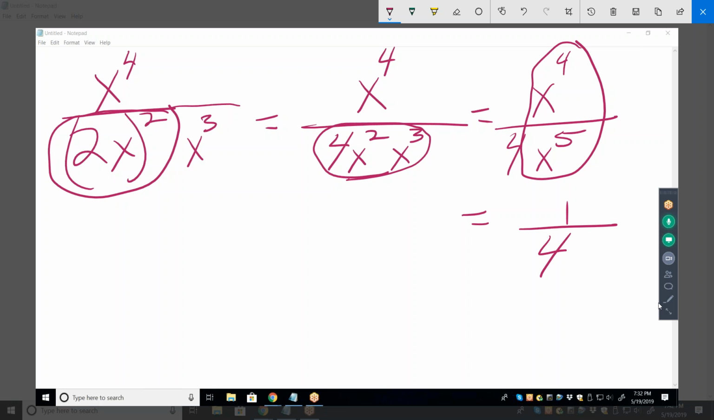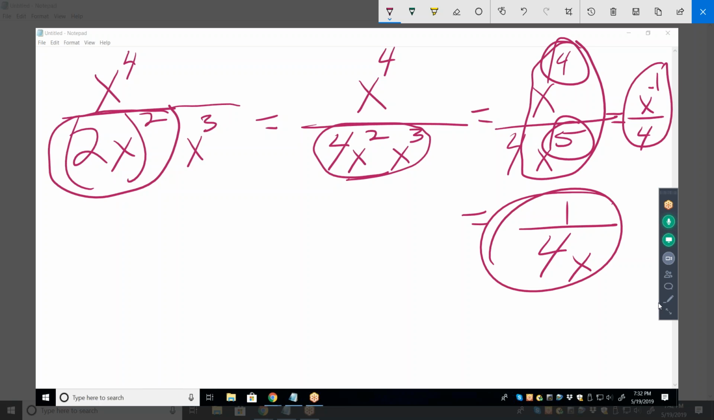In other words, what it also was, x to the minus 1 over 4. In other words, if I subtract the exponents, I get minus 1. But minus 1 merely means that it belongs on the other side of the fraction bar, to the positive 1. So this becomes that. All right, what else?